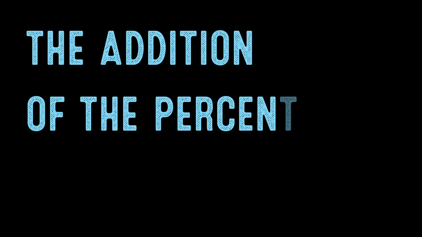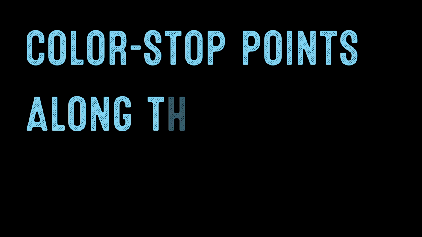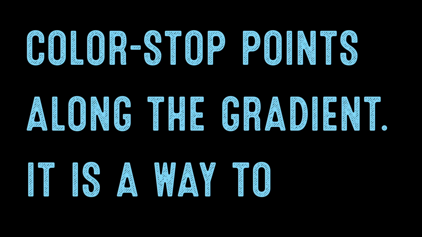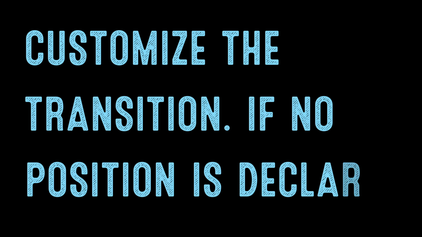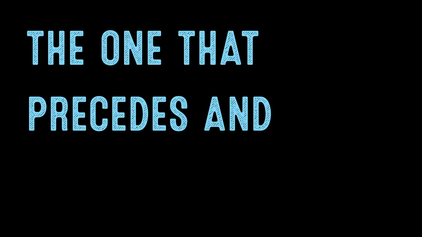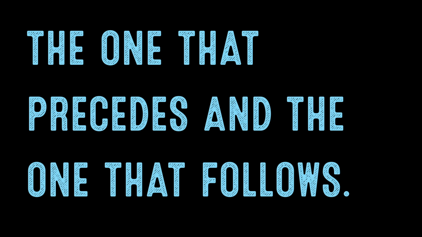The addition of the percentages specifies the color stop points along the gradient. It is a way to customize the transition. If no position is declared, the default is to be placed halfway between the one that precedes and the one that follows.